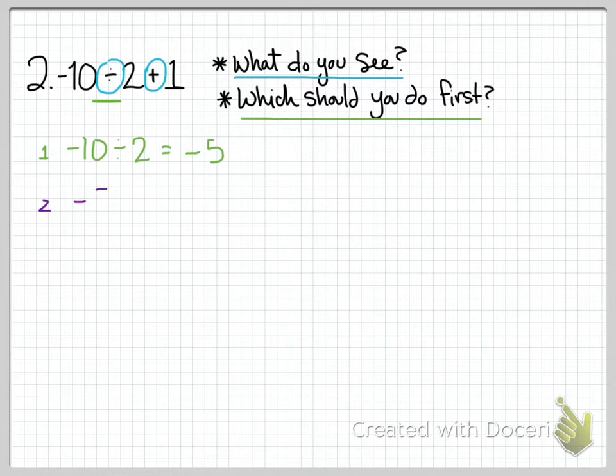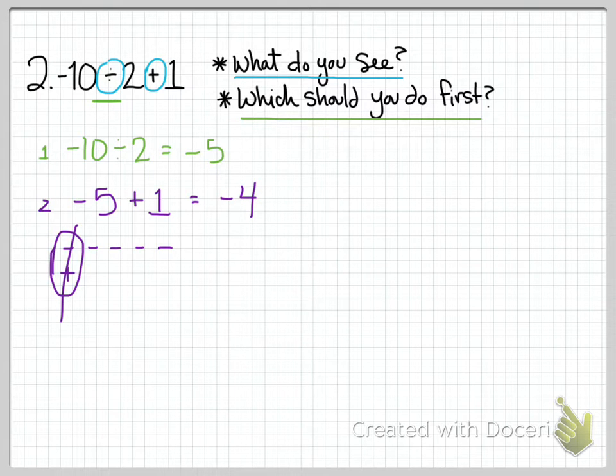Next, negative 5 will take the place of the negative 10 divided by 2, and then we'll bring down the plus 1. Negative 5 plus 1 is negative 4. If you have trouble with your negatives still, a trick is that you could draw out all 5 negatives and the 1 positive. And anytime you have a plus and a minus together, they cancel each other out. And it leaves you with 4 total negatives, which is negative 4. You're also welcome to check on a calculator.